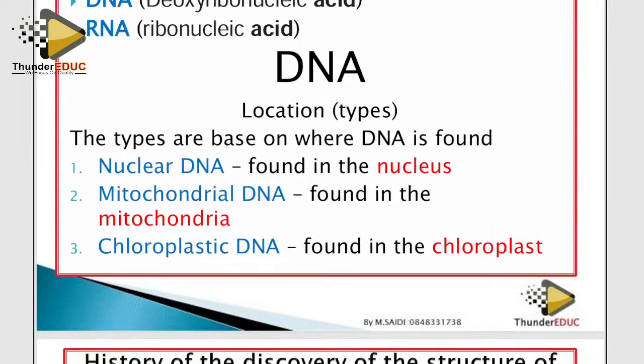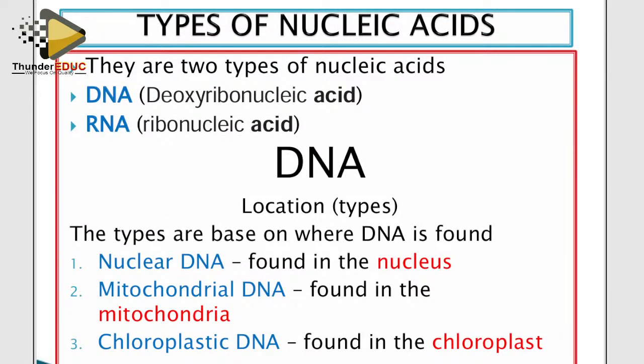Then we go to types of DNA. Here the question comes like this. Let me tell you how the question comes here. The question comes here: give two places where you can find DNA in the plant cell.